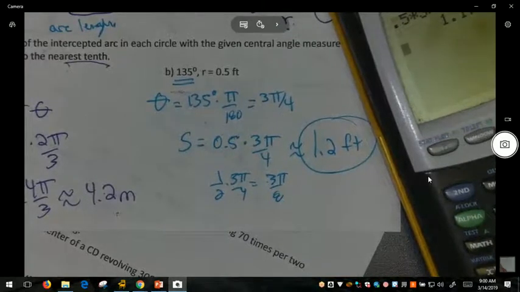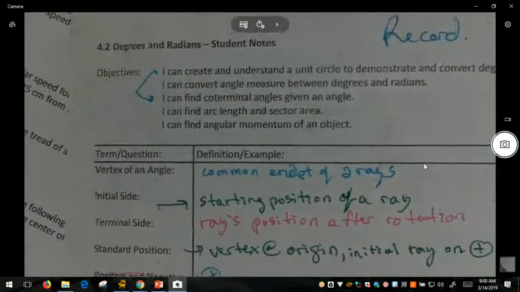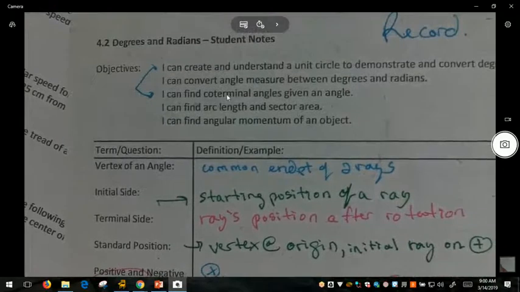All right, this concludes the first day of lesson 4.2. Being able to convert between degrees and radians, being able to find coterminal angles, and being able to find arc length. We'll look at sector area and angular momentum in the next lesson.